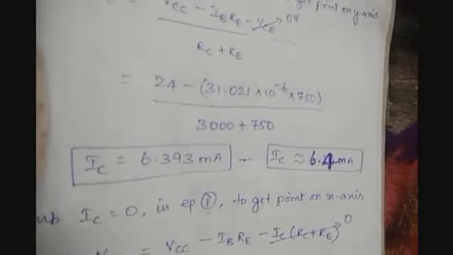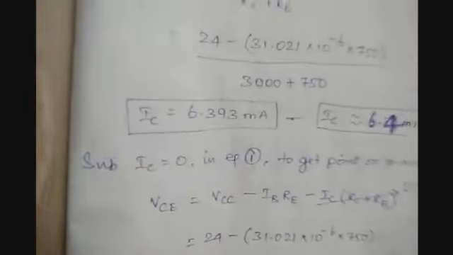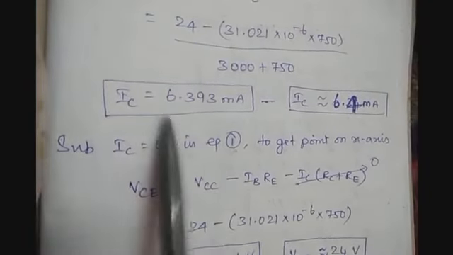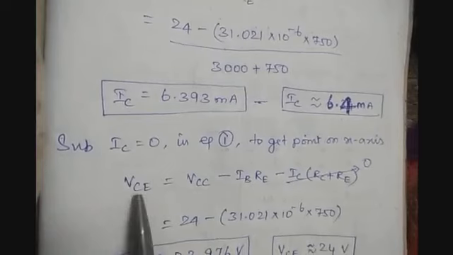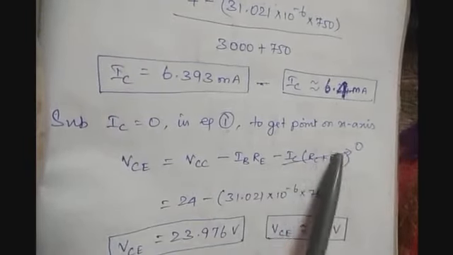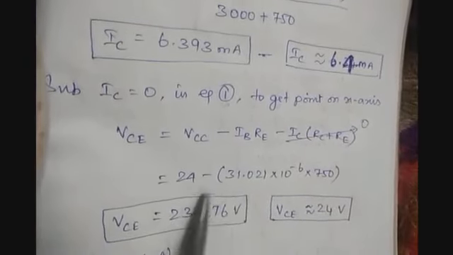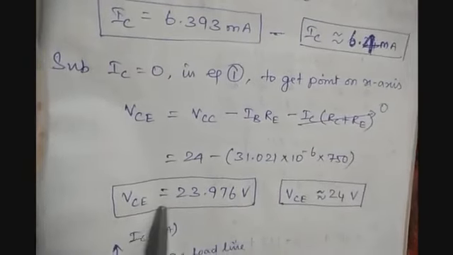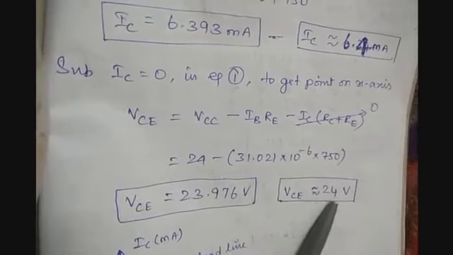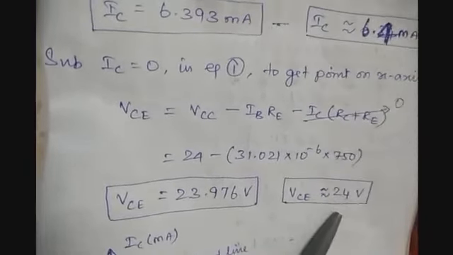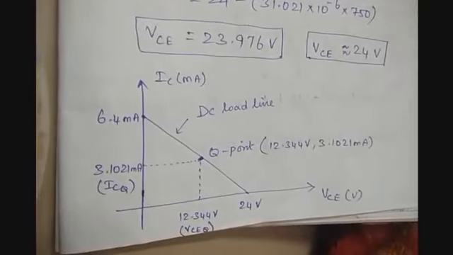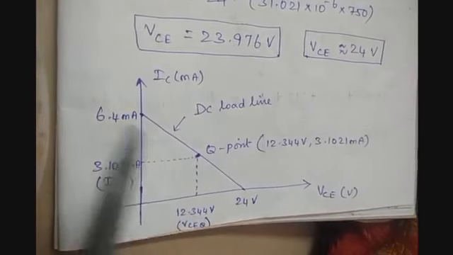Then to get the point on the x-axis, substitute IC equal to 0. See here, I am substituting IC equal to 0. Then we will get the VCE value. After simplifying, we got VCE equal to 23.976, which is almost equal to 24. We can now draw the DC load line, and we can locate the Q point also.